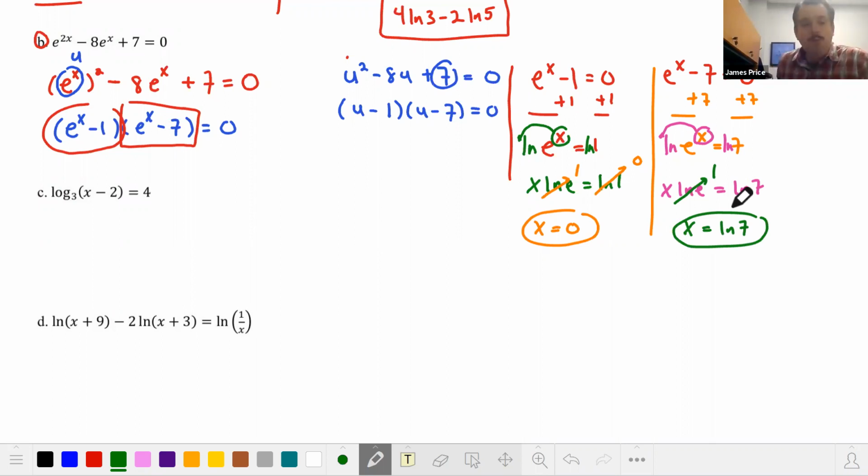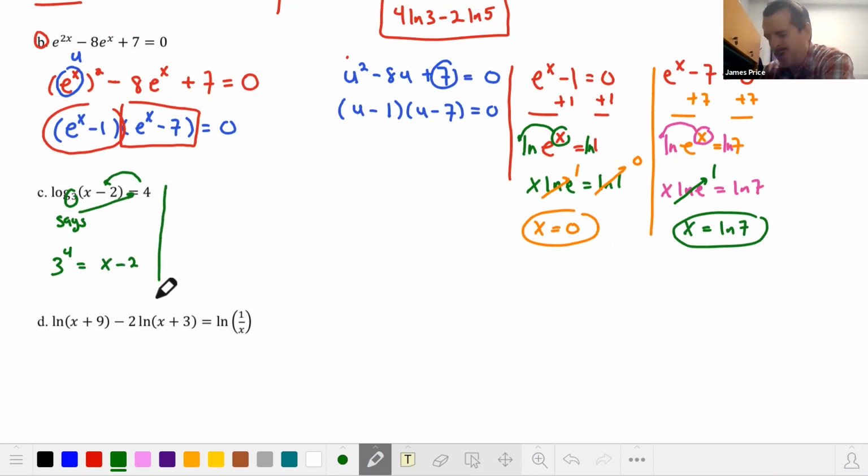Okay, let's move on to some logarithmic equations now. So let's do C and D, and we have both types here. For the first one, we're just going to do what it says. We have log base 3 of x minus 2 equal to 4. So what this says is basically 3 to the 4 is equal to x minus 2. So let's write that down: 3 to the 4 is equal to x minus 2.